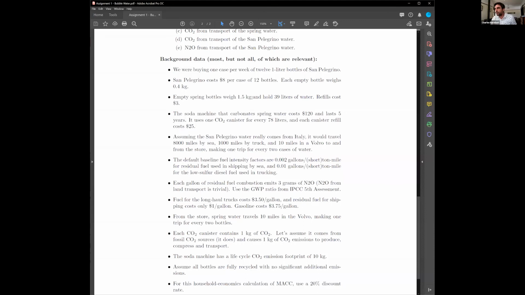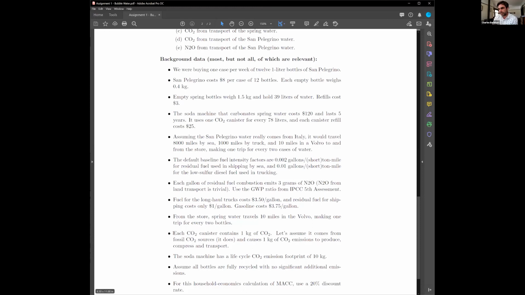Okay, so I'll go back to that first one since I realized I wasn't sharing my slide. So empty spring bottles weigh 1.5 kilograms. This information is superfluous because it doesn't affect the miles per gallon of the Volvo, and therefore the CO2 per mile of the Volvo. I didn't put the miles per gallon of the Volvo. You could just guess 20 or something, 25.